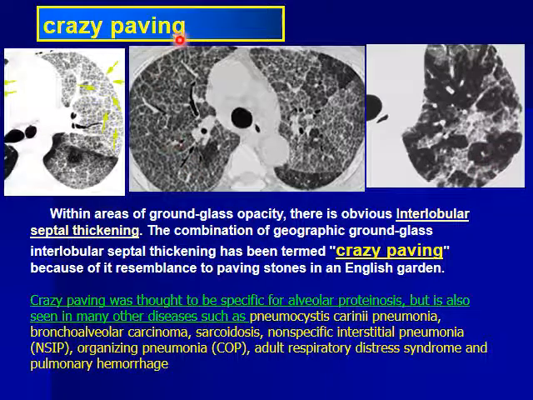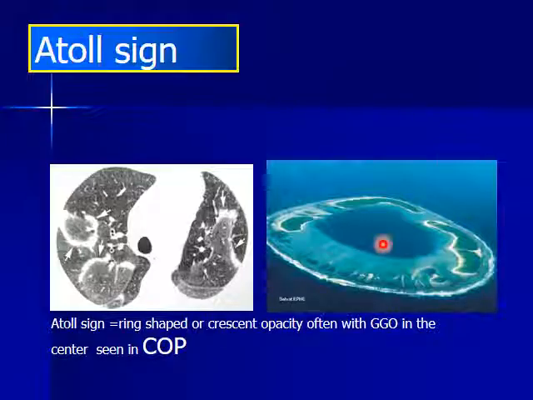The first time crazy paving was described was in a pathology called bronchoalveolar proteinosis, okay, or alveolar proteinosis. But actually, this is not specific only for this pathology. It can be seen in infections such as coronavirus. It can be seen in lymphangitis carcinomatosis. It can be seen in bronchoalveolar carcinoma as well. Okay, this is what is called crazy paving sign.